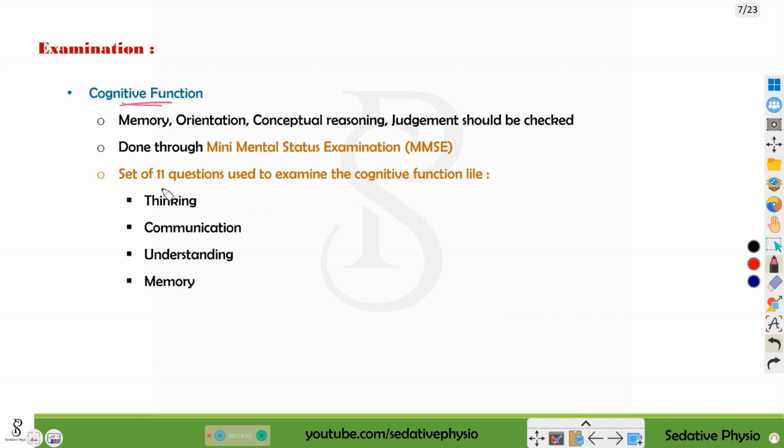In the cognitive function, we have to check for the memory, the orientation of the patient, the conceptual reasoning and the judgment of the patient. With these four, we will also check the speech of the patient. These are all checked through a scaling system, an examination called the mini mental status examination, MMSE. What is MMSE? It is a set of 11 questions that is used to check the level of cognitive function in the patient. It includes thinking, communication, understanding, memory, speech, writing. These are all included in the MMSE.